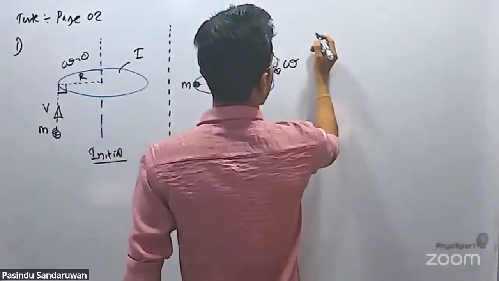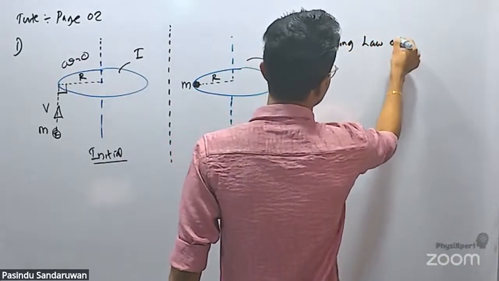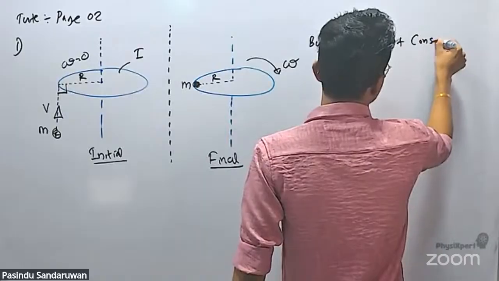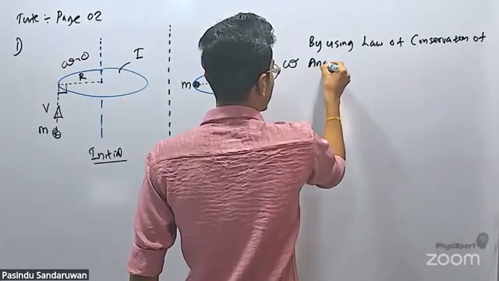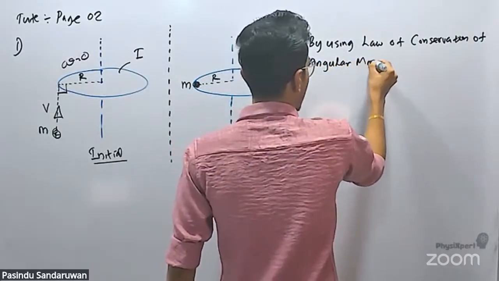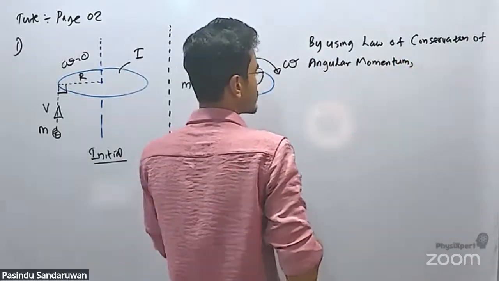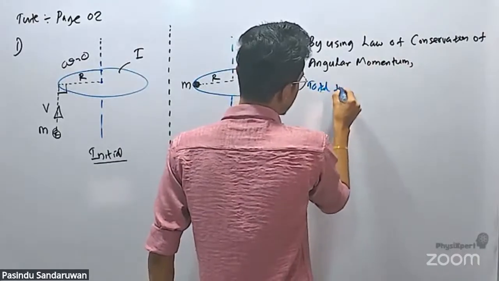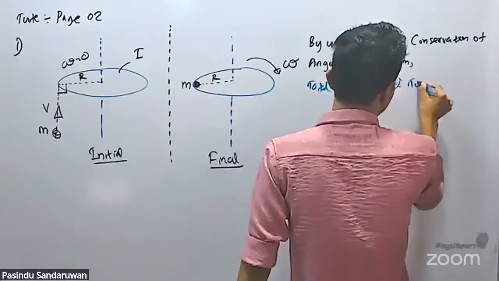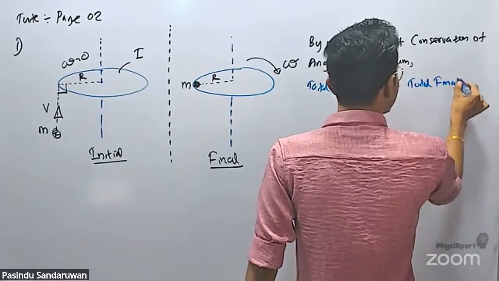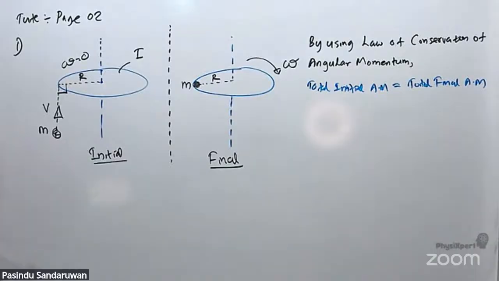So you have to write this, by using the law of conservation of angular momentum. The idea here is total initial angular momentum equals total final angular momentum.